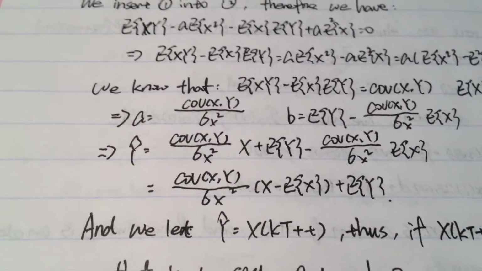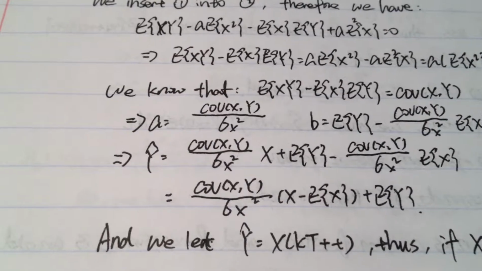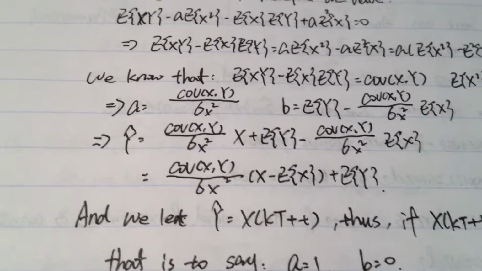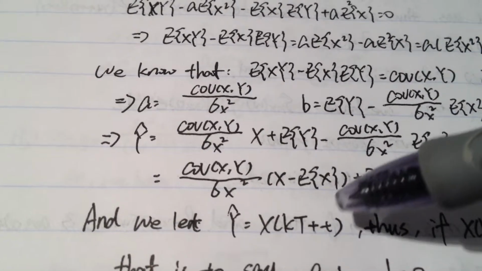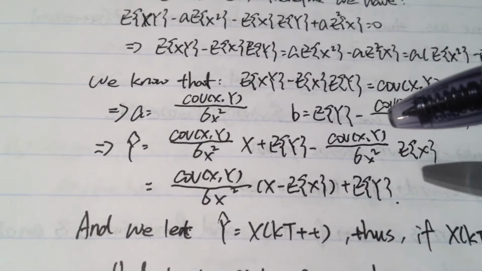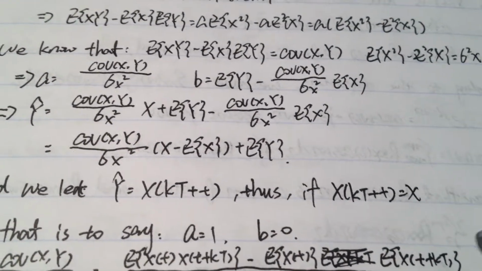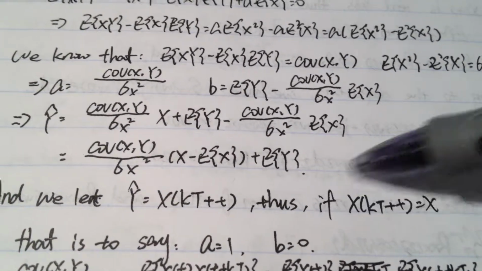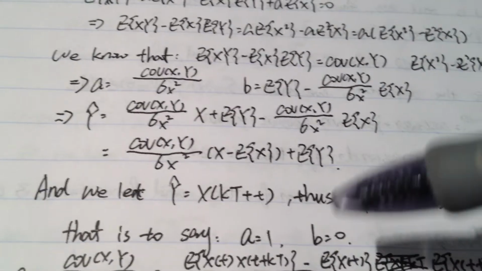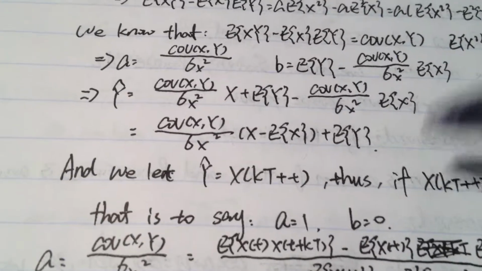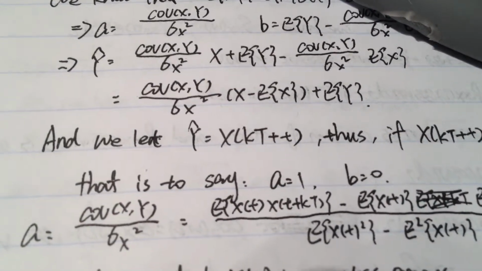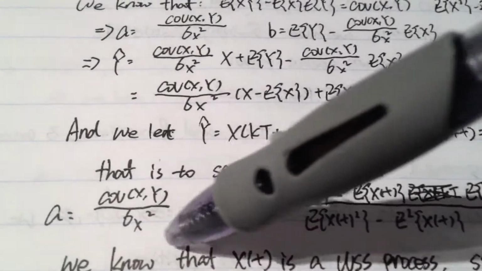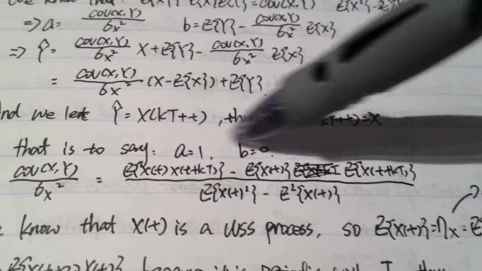And in order to prove that x(t) is a periodic function, here we can assume y equals x(t plus kT), and T, this capital T, is the period, and thus if we can prove this equation is right, that is to say we can prove a equals 1, b equals 0, so that we can prove x(t) is a periodic function, and we know that a equals this one, so that we can rewrite this part into this one.